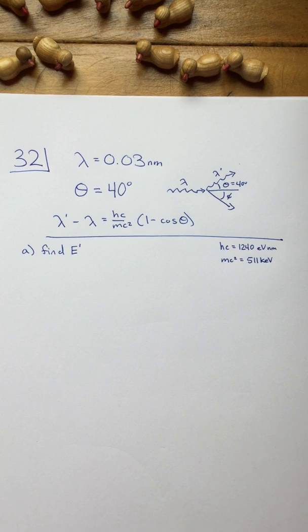This is problem 32 from the photon chapter. You should turn there in your textbook. Problem 32: we have a 0.03 nanometer photon colliding with an electron at rest. After the collision, the photon is detected at 40 degrees relative to its initial direction of travel.